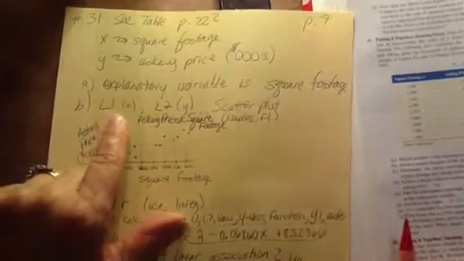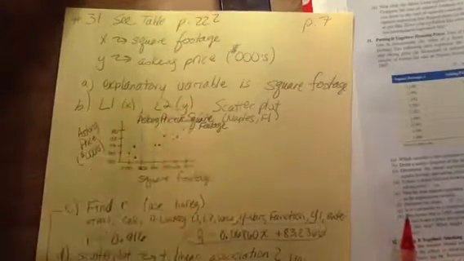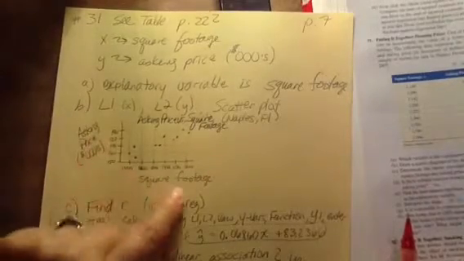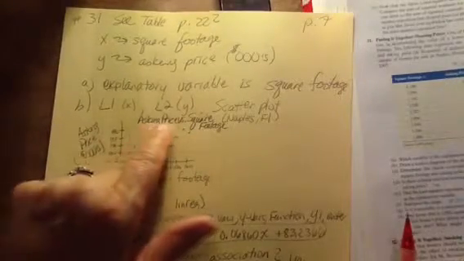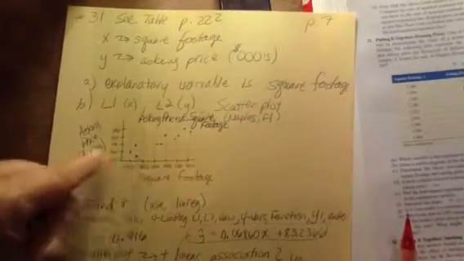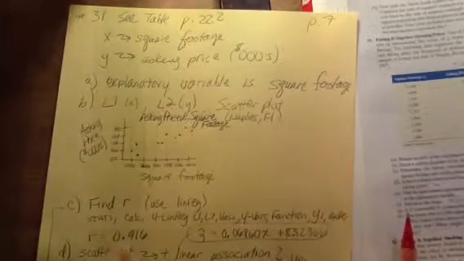So I put list 1 for my x values, list 2 for my y values, and I did a scatter plot. This is what it looks like. Notice I have asking price versus square footage, Naples, Florida. Here's the asking price, here's the square footage. I put a scale, and this is what my scatter plot should look like.